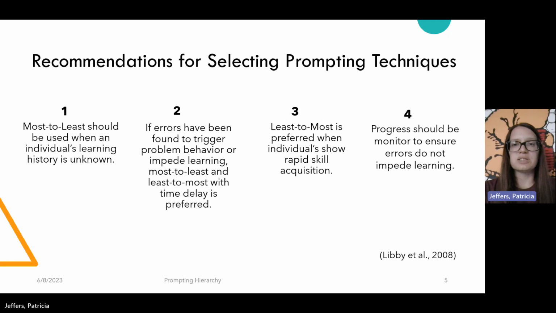When implementing prompts, consider the following when selecting prompt techniques. Most to least should be used when the individual's learning history is unknown. If errors have been found to trigger problem behavior or impede learning, most to least and least to most with time delayed is preferred. Least to most is preferred when individuals show rapid skill acquisition. And lastly, progress should always be monitored to ensure errors do not impede the learning of our clients.